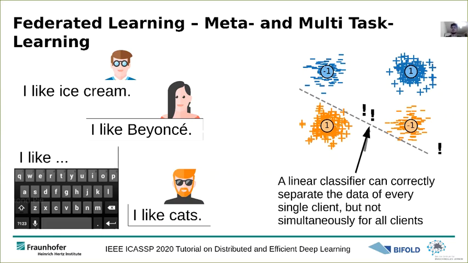Another, more theoretical, more schematic view: say you have two clients, the blue client and the orange client, and you want to separate their data with a linear classifier. Then for every individual client, of course, it's very easy to separate their data here, but there's no configuration where you can separate the data of all clients with just one simple model.